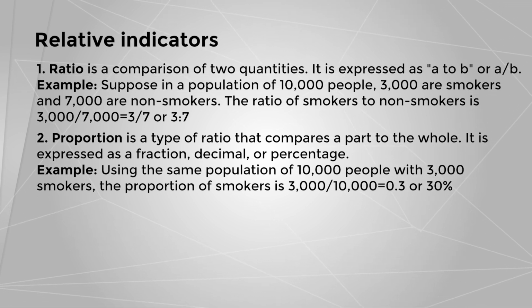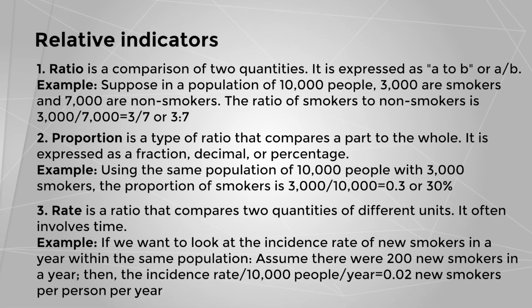Proportion. A proportion is a type of ratio that compares a part to the whole. It is expressed as a fraction, decimal or percentage. For instance, using the same population of 10,000 people with 3,000 smokers, the proportion of smokers is 3,000 divided by 10,000, which is 0.3 or 30%. Next, rate. A rate is a ratio that compares two quantities of different units. It often involves time. For instance, if we want to look at the incidence rate of new smokers in a year within the same population, assume that there were 200 new smokers in a year. The incidence rate of 10,000 people per year will be 0.02 new smokers per person per year.